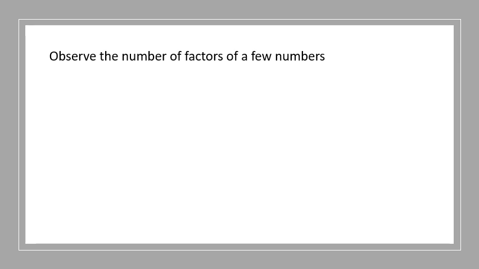Observe the number of factors of a few numbers. Now as I say, you will tell me the factors. We are going to write the factors. Factors of 1. That is 1 only. Then factors of 2: 1 comma 2. Factors of 3: 1 comma 3. Factors of 4: 1, 2 and 4. 1 into 4 is 4, 2 into 2 is 4. Factors of 5: that is 1 comma 5.